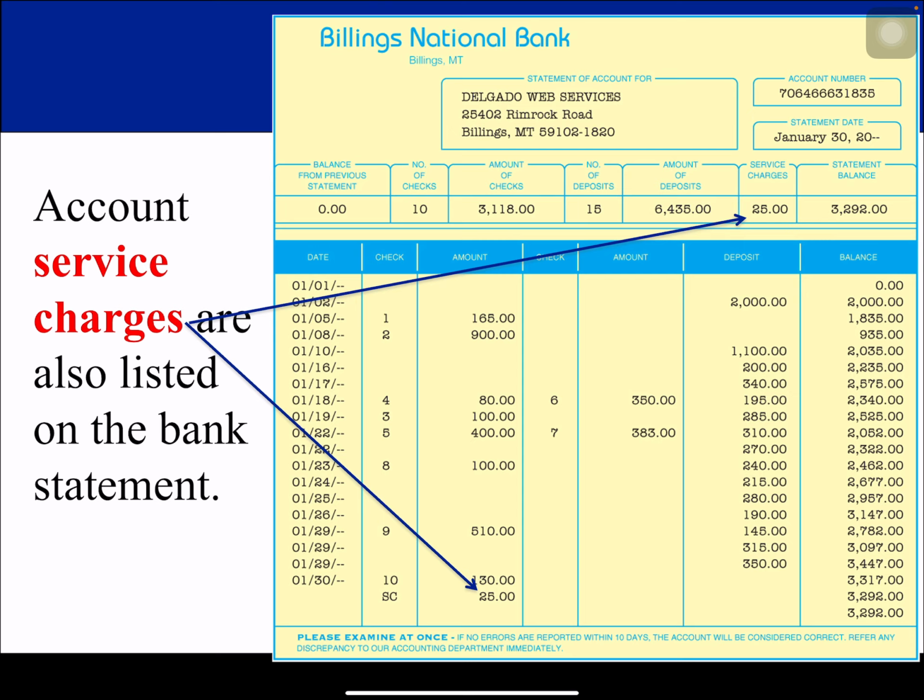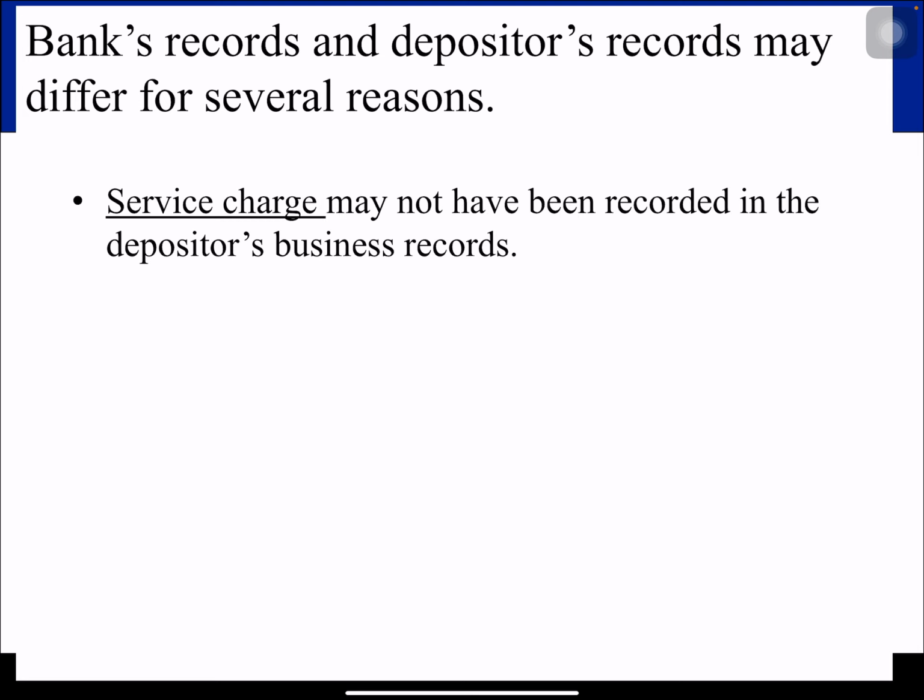Bank records and depositors' records may differ for several reasons. Your records, what you have in your checking account, might be different than what the bank has. And the reason why is service charges may not have been recorded in your business records. They've taken them out of your account, but you haven't recorded them yet because you're not quite sure what they are until you get your bank statement.